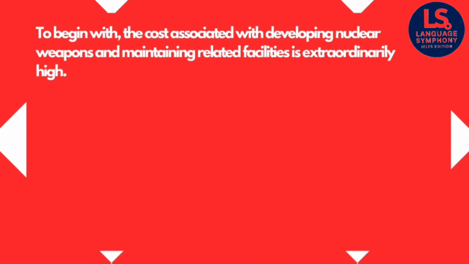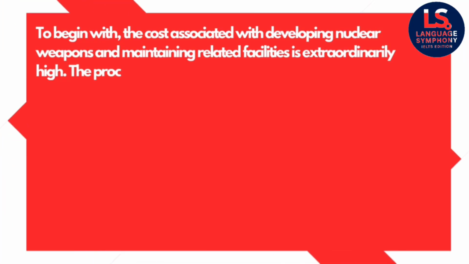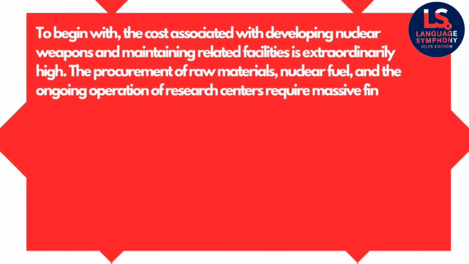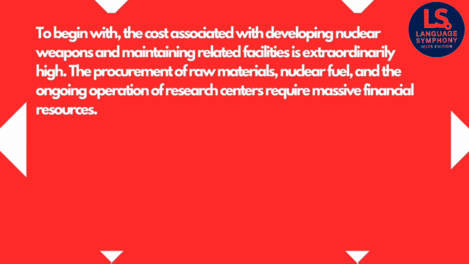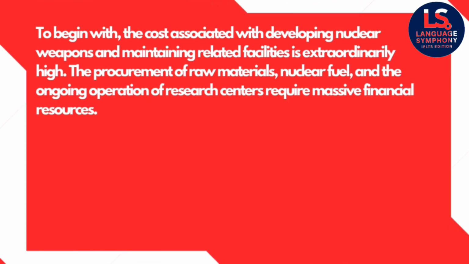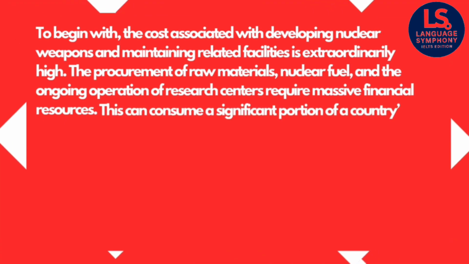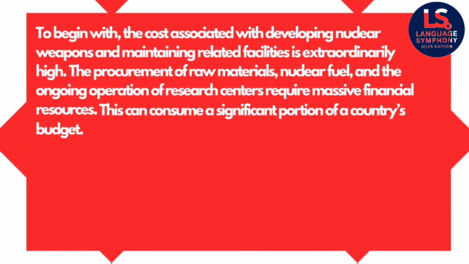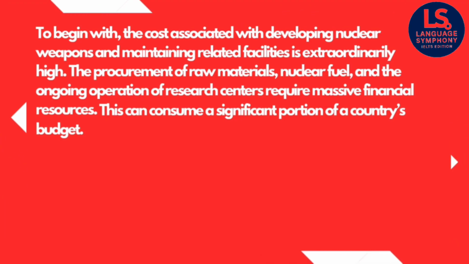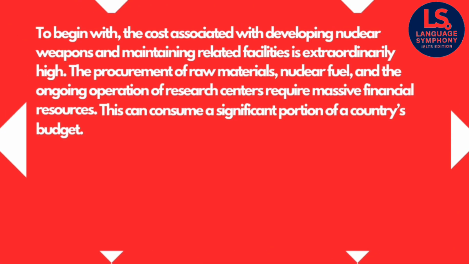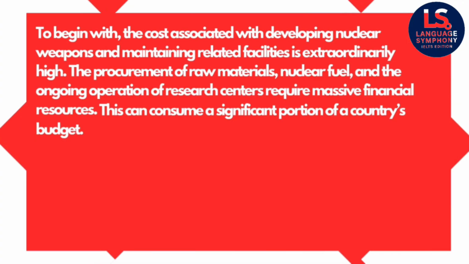Next, we explain the idea in more detail. The procurement of raw materials, nuclear fuel, and the ongoing operation of research centers require massive financial resources. This can consume a significant portion of a country's budget. This is where we expand on the topic sentence. We're explaining why the cost is so high and how it affects national spending.